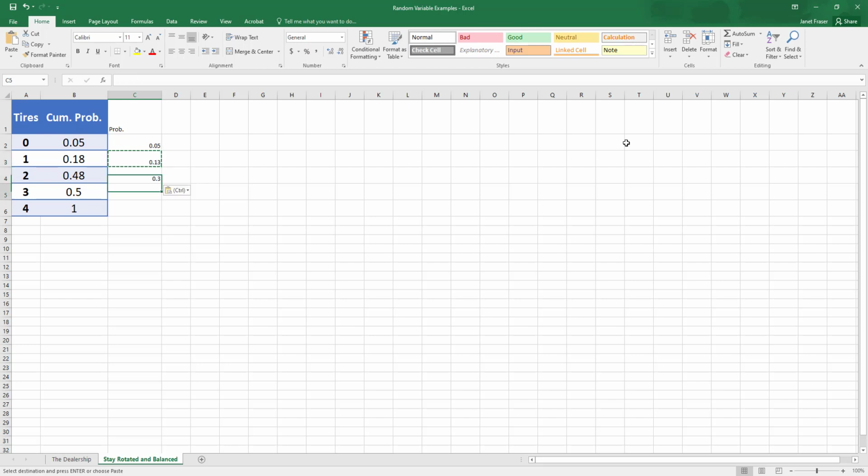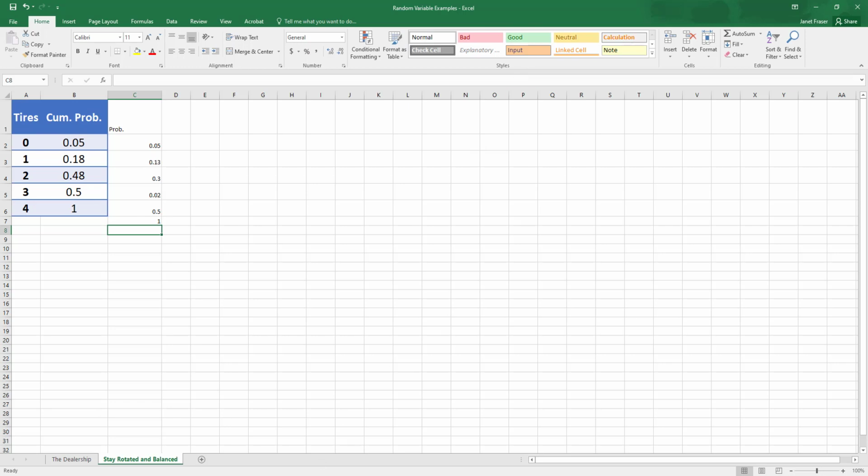I can copy and paste this down the row. And just to double check that the probabilities all add up to 1, we can use the sum function, because you remember probabilities all must equal 1. It equals 1. So these are the individual probabilities of buying a certain number of tires.